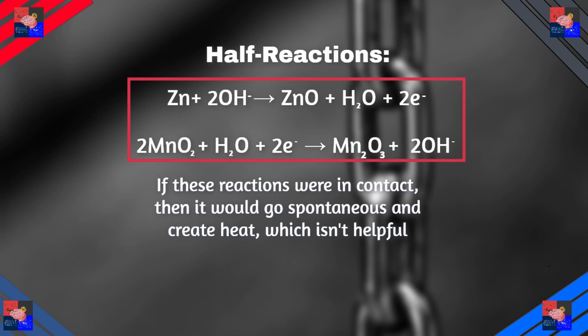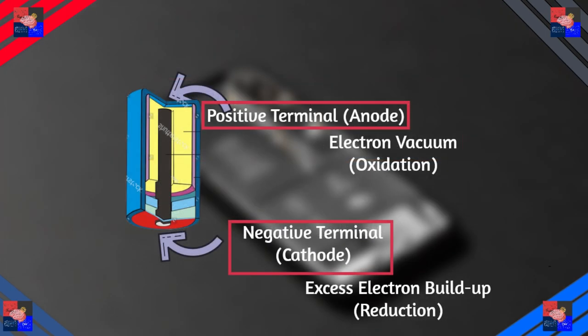If the two reactions were to happen in contact, they would spontaneously go to equilibrium as a load of heat, which wouldn't be really helpful. That's why the excess electrons build up in the negative terminal or cathode, and the positive terminal or anode is where the oxidation takes place. Now, the electrons can cross between the half reactions when we connect the anode and the cathode via conductors.